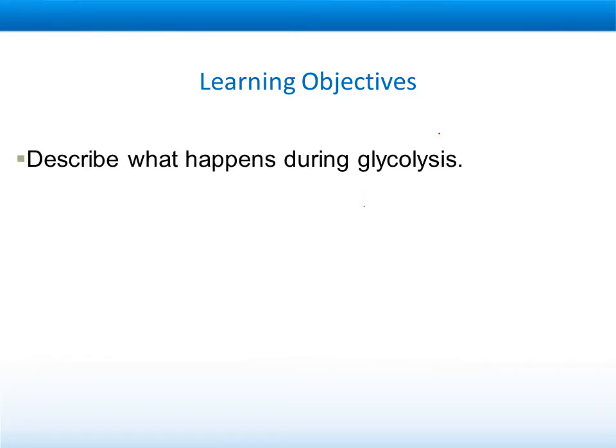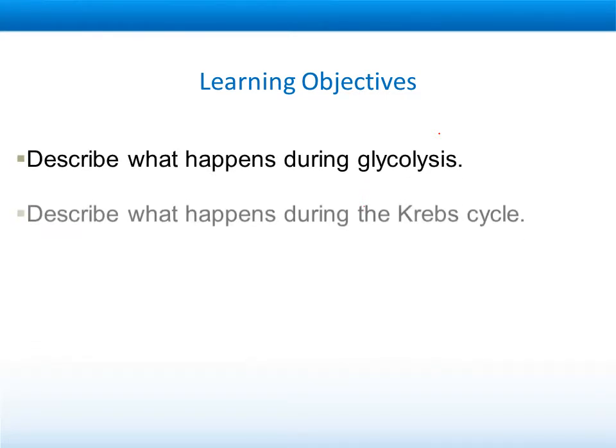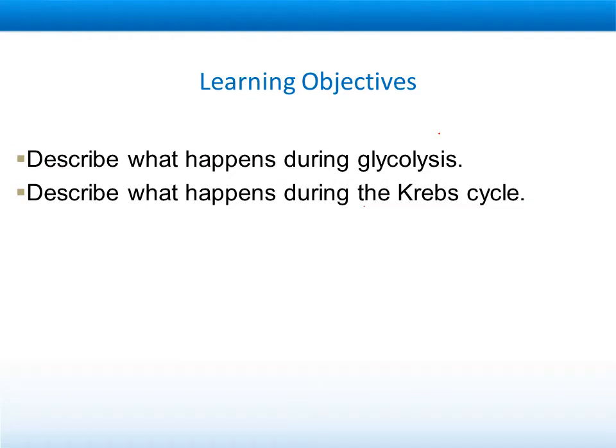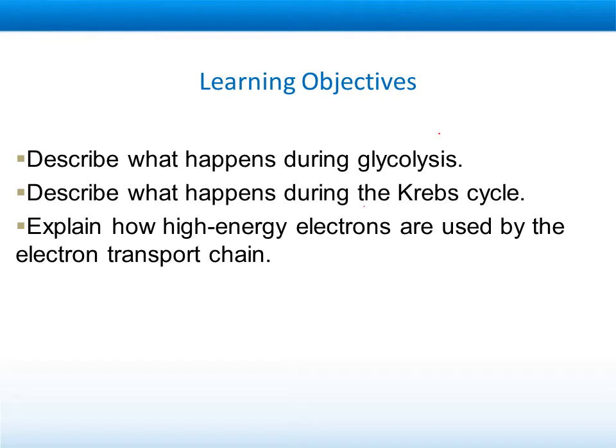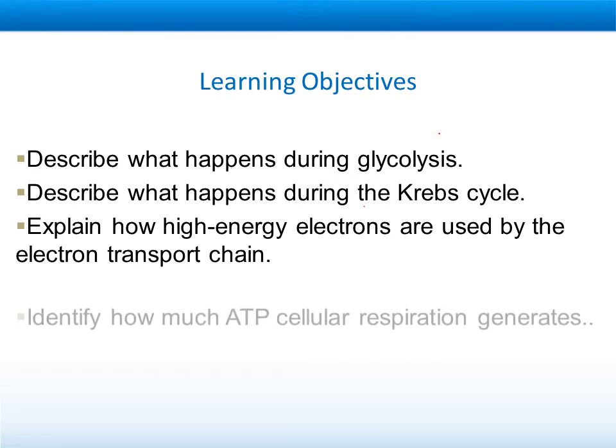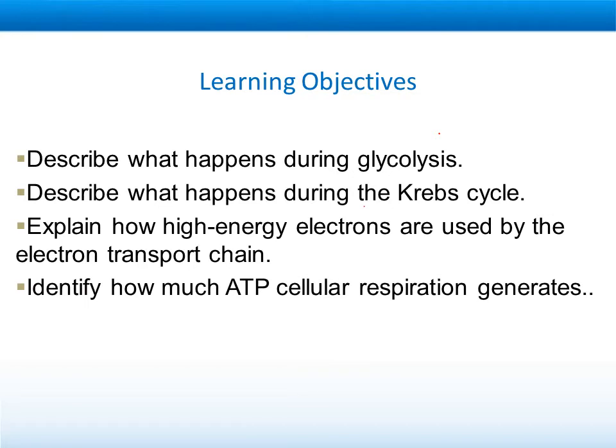Describe what happens during glycolysis. Describe what happens during the Krebs cycle. Explain how high energy electrons are used by the electron transport chain. And the last one is to identify how much ATP cellular respiration generates.